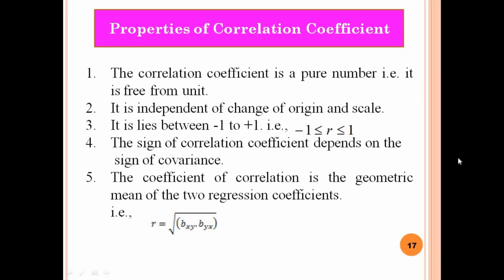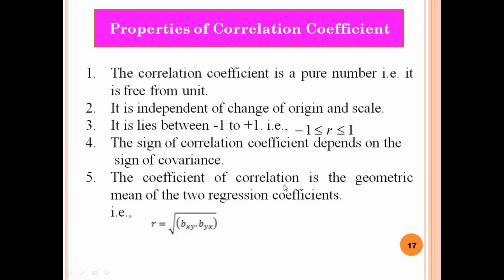Next, properties of correlation coefficient. So first property, the correlation coefficient is a pure number, that is, it is free from unit. And it is independent of change of origin and scale. Correlation coefficient lies between -1 to +1, that is, we can write -1 ≤ r ≤ 1. The sign of correlation coefficient depends on the sign of covariance.